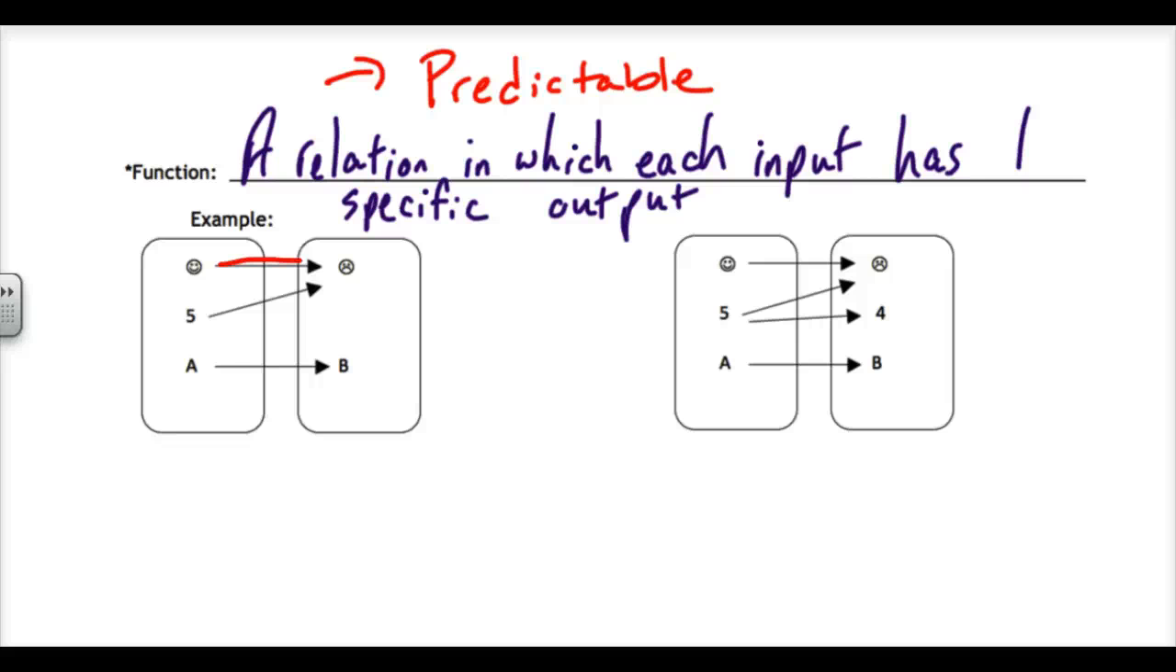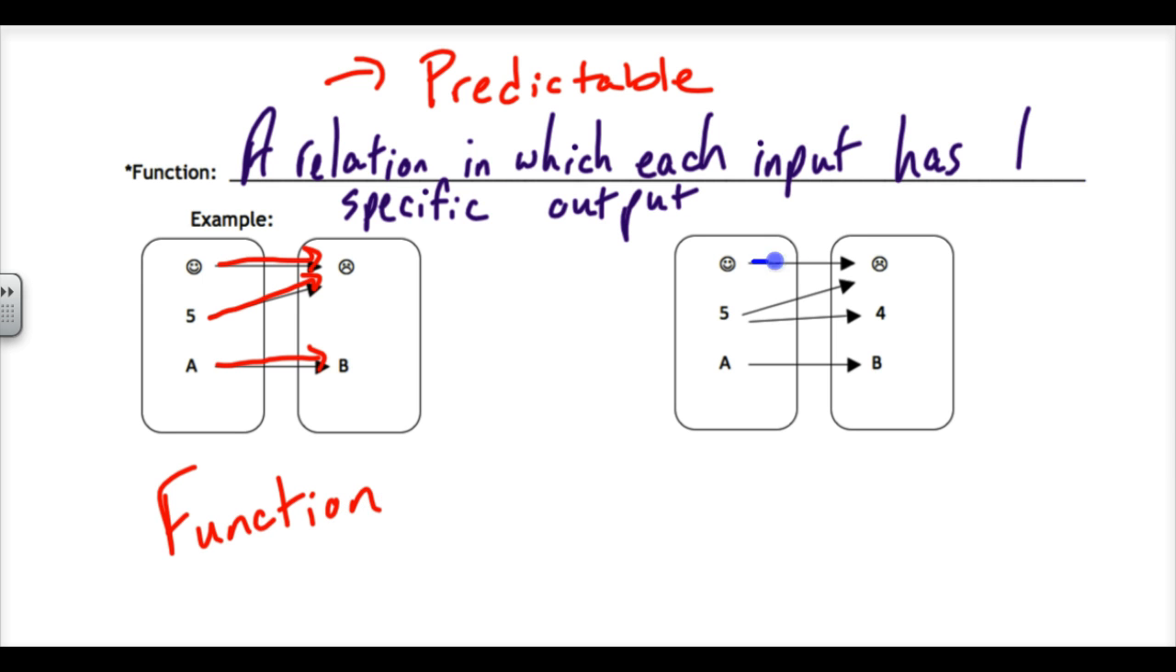It's predictable. You know what you're getting. If you press the button number 5, you're going to get the frowning face. If you pressed A, you're going to get B. This one is that vending machine that every time you press the button, you know exactly what you're getting. It is predictable. Each input has exactly one output, so this is a function.